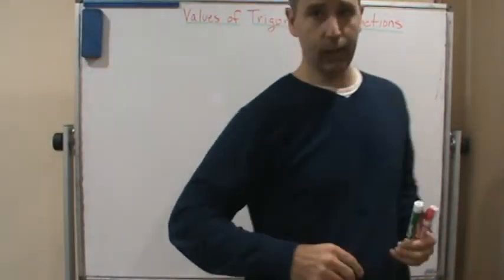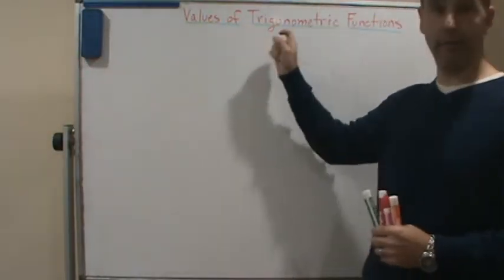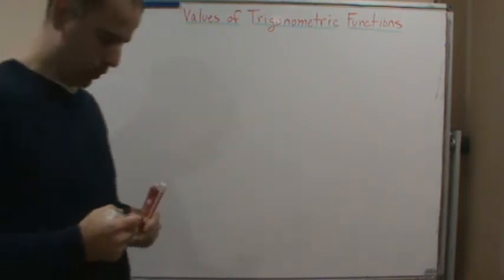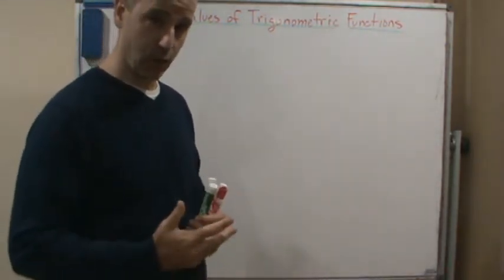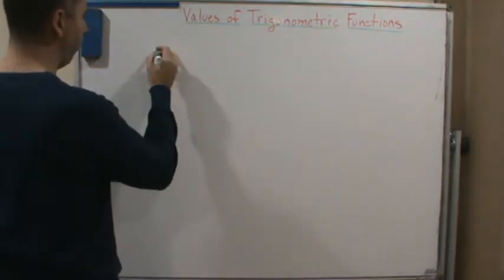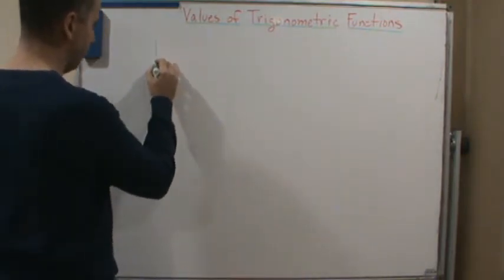Okay, so welcome back. So now what we're going to be doing is talking about values of trigonometric functions. Okay, so the first thing we're going to do is talk about a special triangle called the 30, 60, 90 triangle.